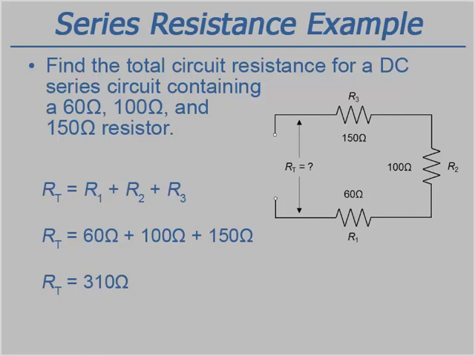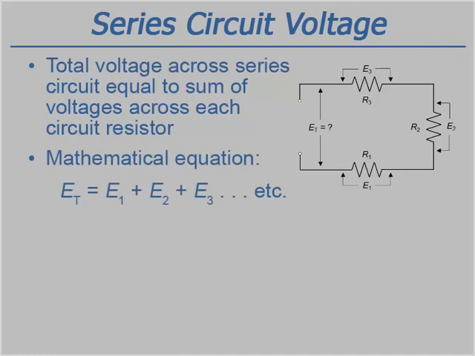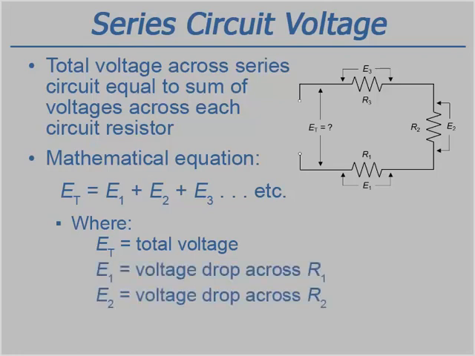Similar to the total resistance in a DC series circuit, the total voltage across a series circuit is equal to the sum of the voltage drops across each resistor in the circuit. This is represented mathematically by the equation on this slide, where ET equals the total voltage, and E1, E2, and E3 equal the voltage drops across the associated resistors.